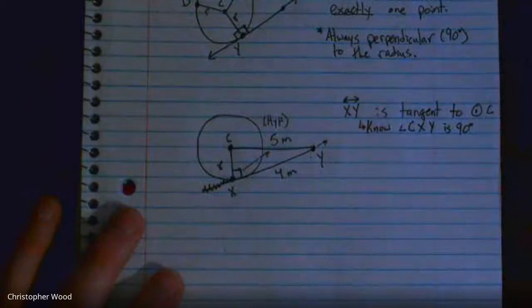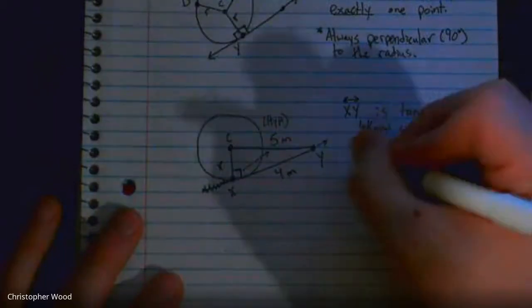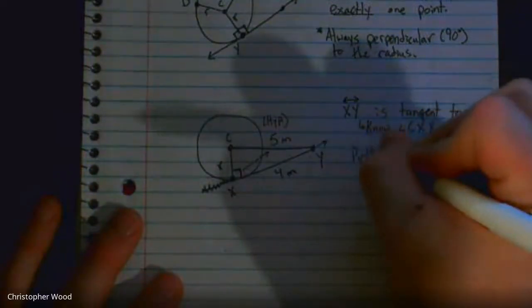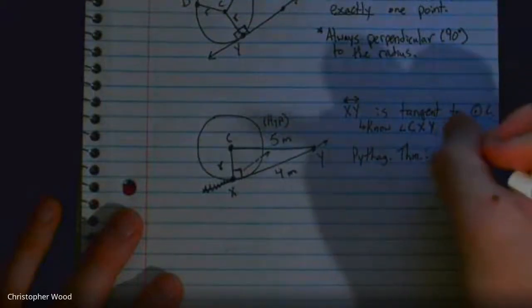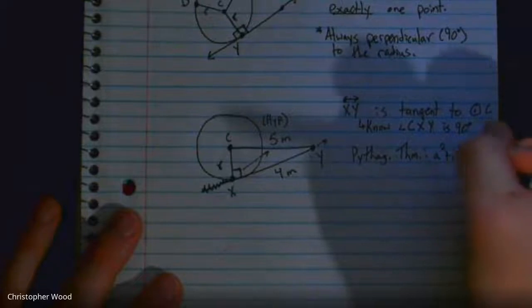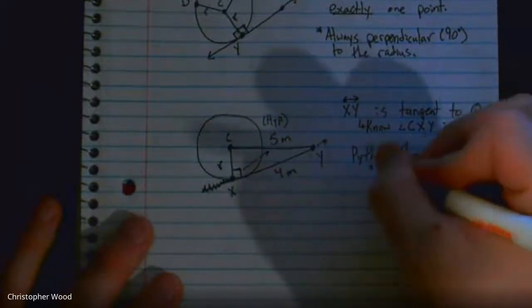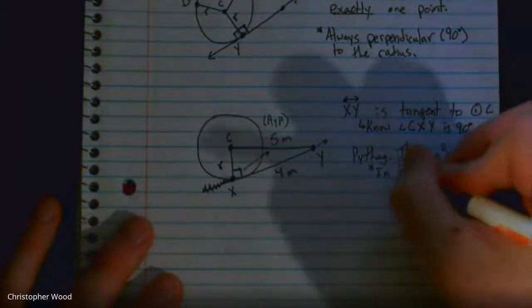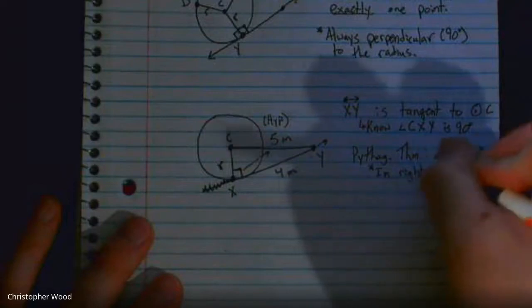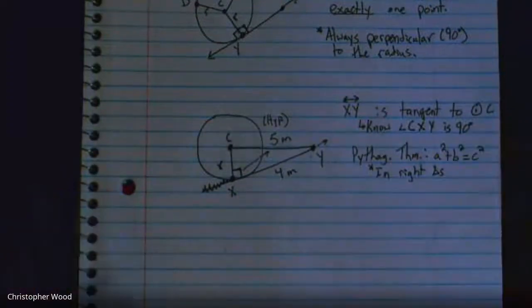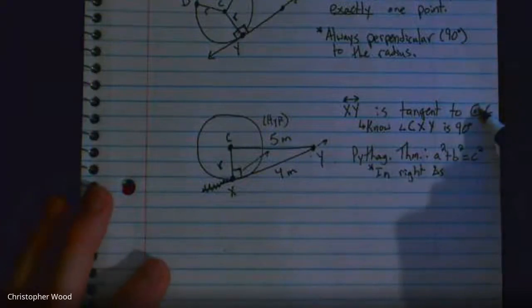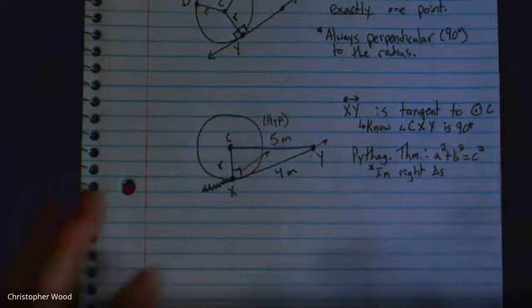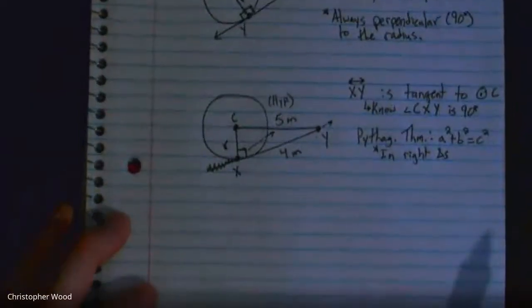And we have this little formula known as the Pythagorean theorem, which says a squared plus b squared equals c squared in right triangles, right? Do we have a right triangle? We do, because of the tangent line. Because of the tangent line, we have a 90-degree angle. So now we can use this information to solve for the radius of the circle.